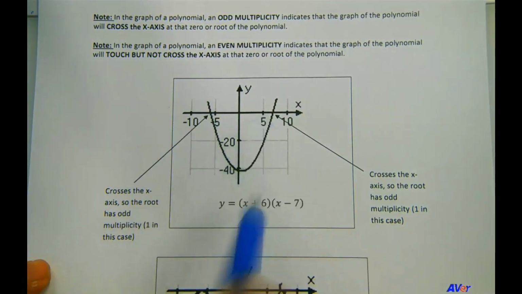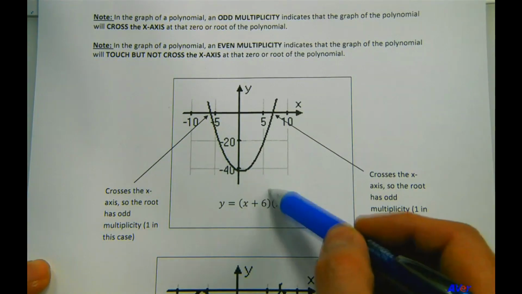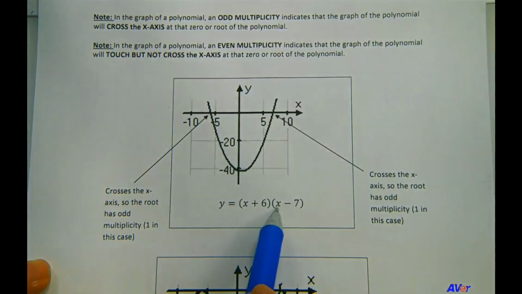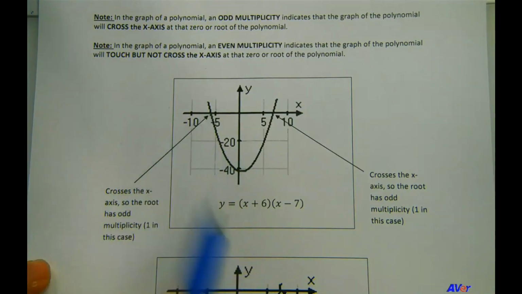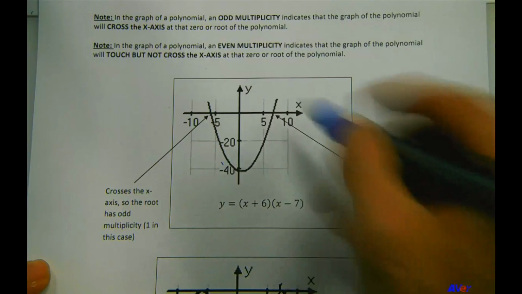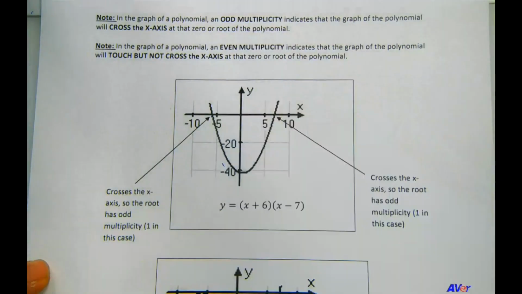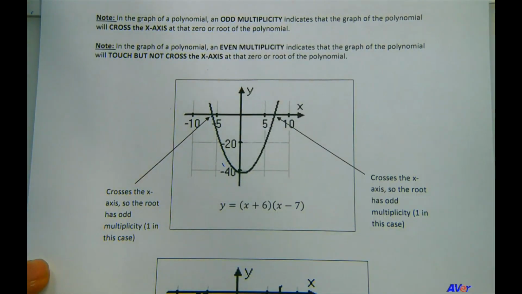Notice that this piece of graph is associated with this polynomial. And notice that each of these factors has an odd power, 1. So the -6 and +7, which are the zeros of this polynomial, have odd multiplicity. So at both of those points, notice that the graph has crossed the x-axis. It'll cross the x-axis at those points because -6 and +7 have odd multiplicity.